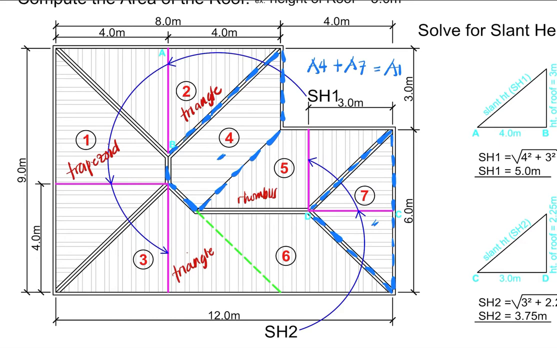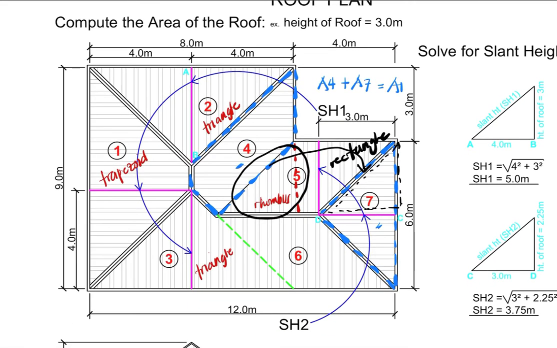But if you cut this rhombus, and this portion here, you transfer it there, so you have this. So it's just equivalent to a rectangle. By the way, I already uploaded this PDF file in our module. So you just have to review it. I will just discuss how I compute the area of this kind of roof.